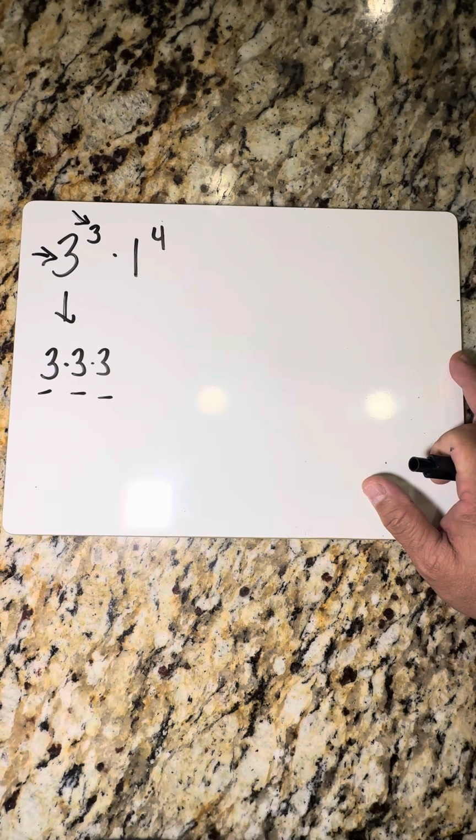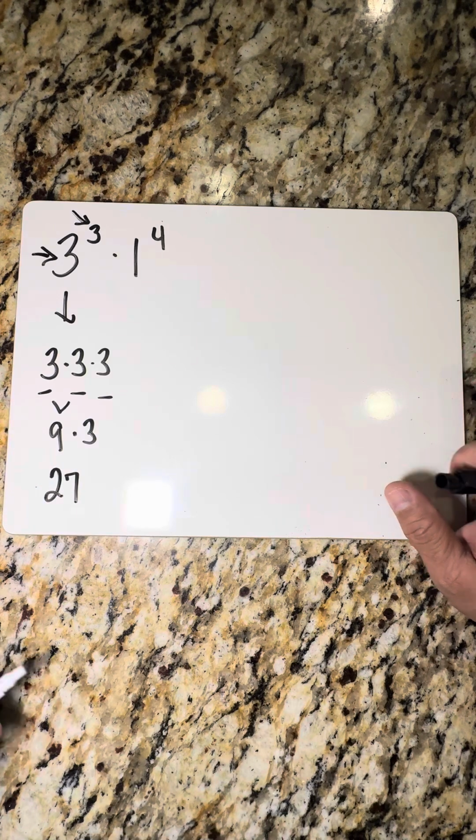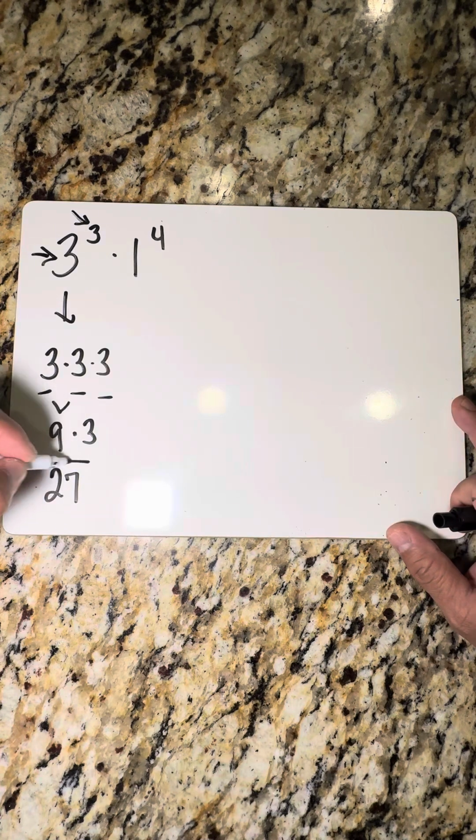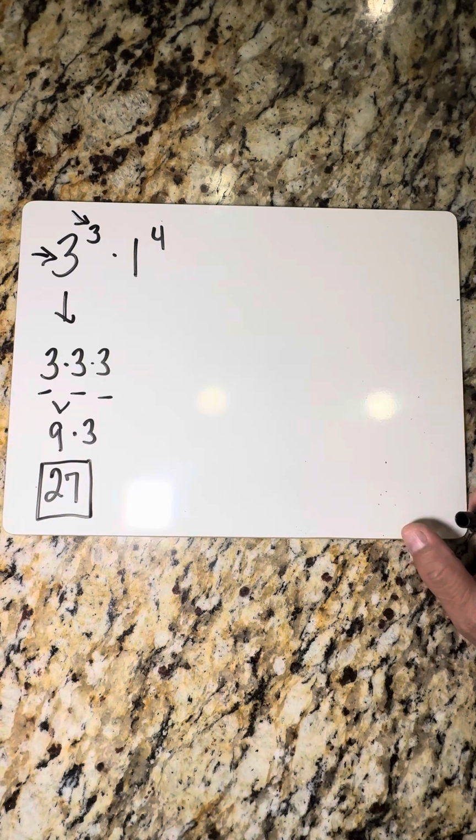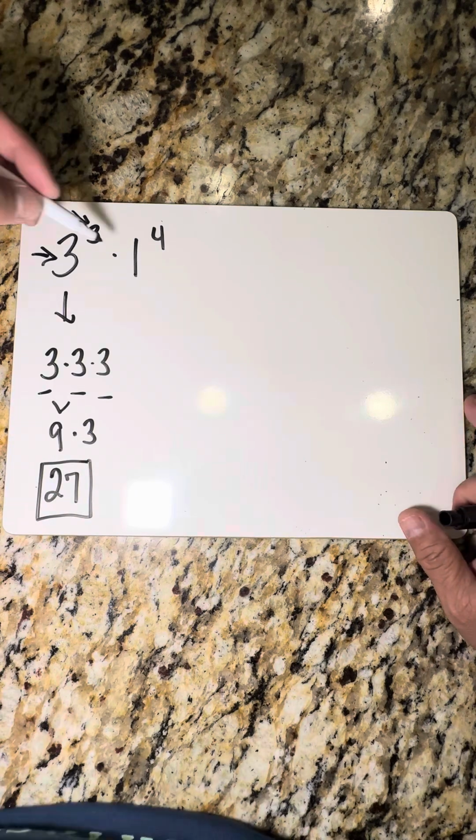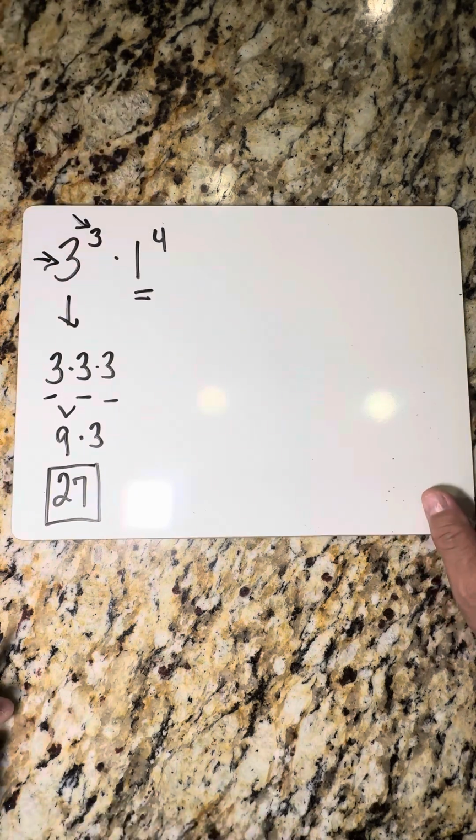Once I've done that, I can go ahead and multiply. So 3 times 3 is 9. Bring down the last 3. 9 times 3 is 27. So the value for 3 to the third power is actually 27. We're going to do the same thing for the other set.